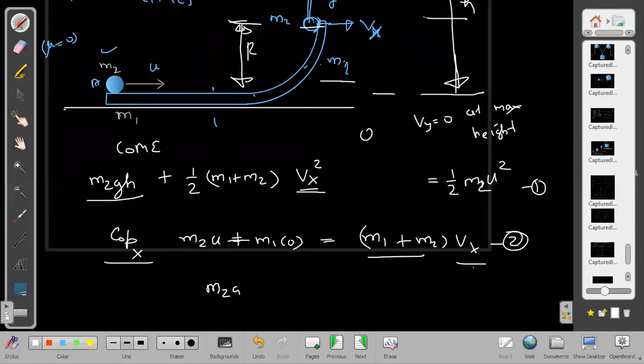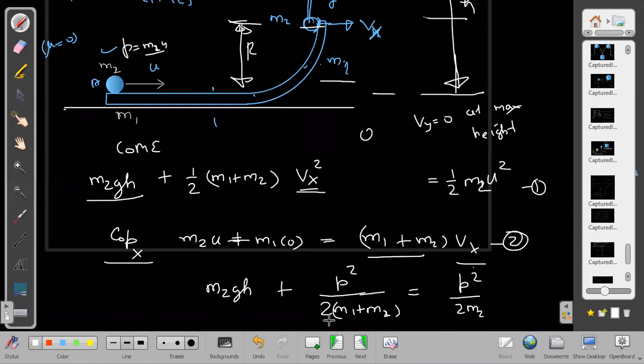I could have written it as m2gh plus p square by 2 into (m1 plus m2) in terms of the momentum, and this I can write as p square by 2 into m2 in terms of momentum. So momentum we know, what was the p value? P value is equal to m2u.